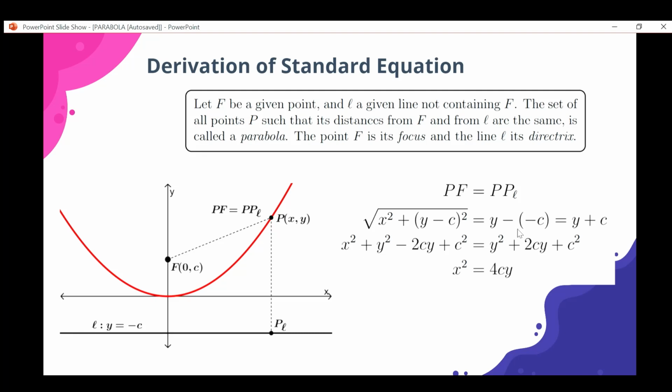Simplifying, we have x squared, and then y squared is cancelled. And then transposing this to the other side, it will become 2cy plus 2cy, so that's 4cy. And then the c squared will be cancelled out. So this is the standard equation of our parabola.